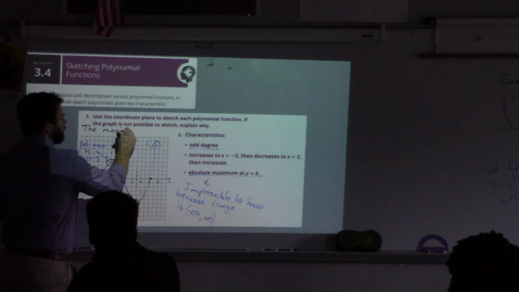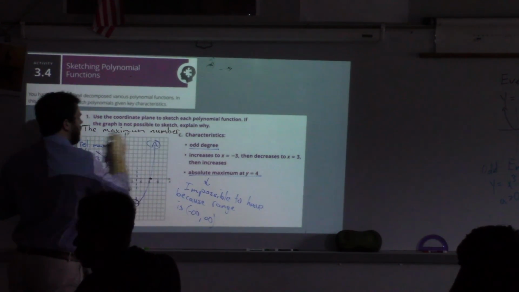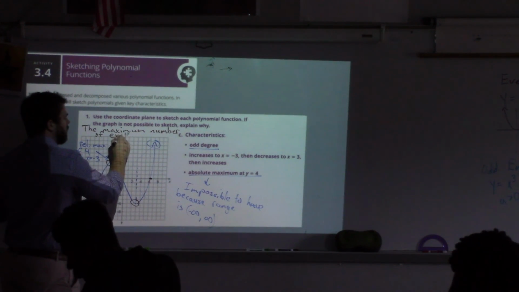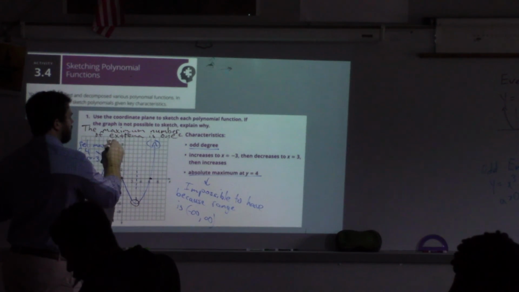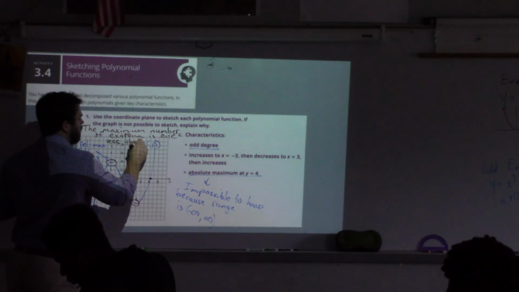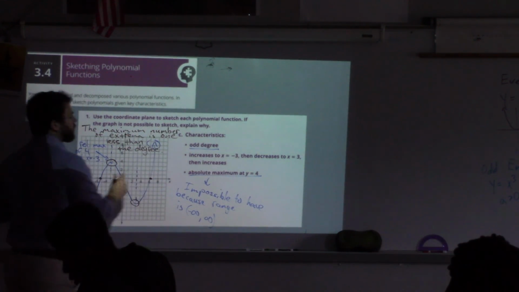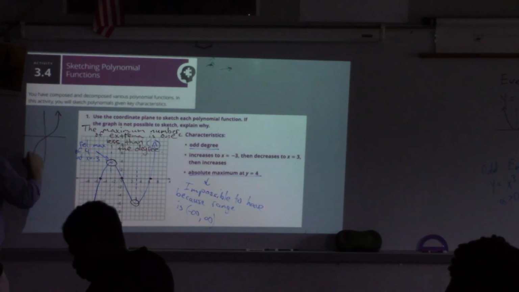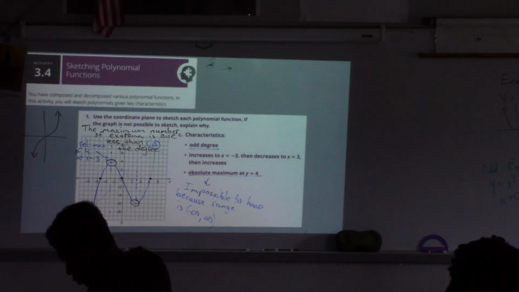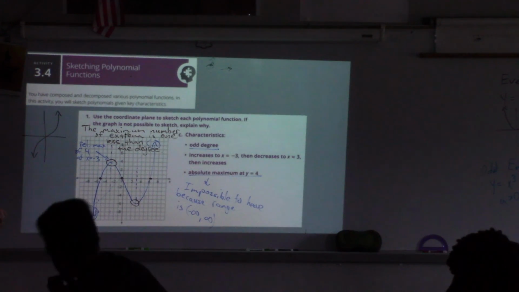And so this is something I think I mentioned yesterday, but the maximum number of extrema is 1 less than the degree. It's not always going to have that many extrema, but that is the most extrema that are possible. Because y equals x cubed could look like this. Are there any extrema, relative extrema in that case? No. So the maximum number of extrema is 1 less than the degree.